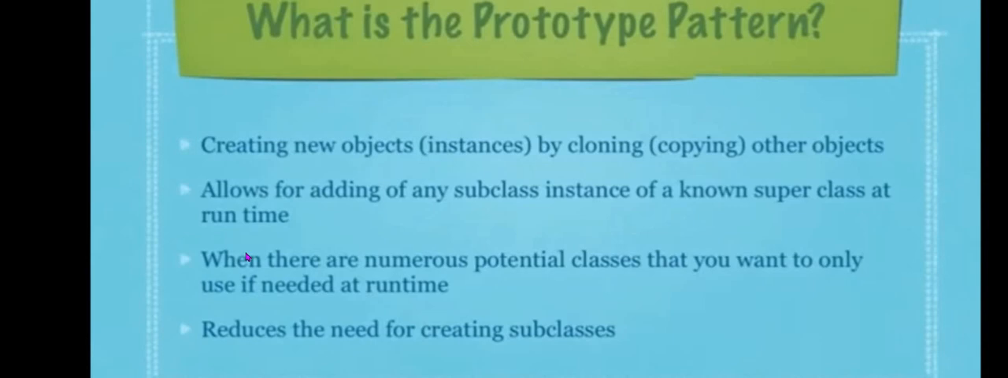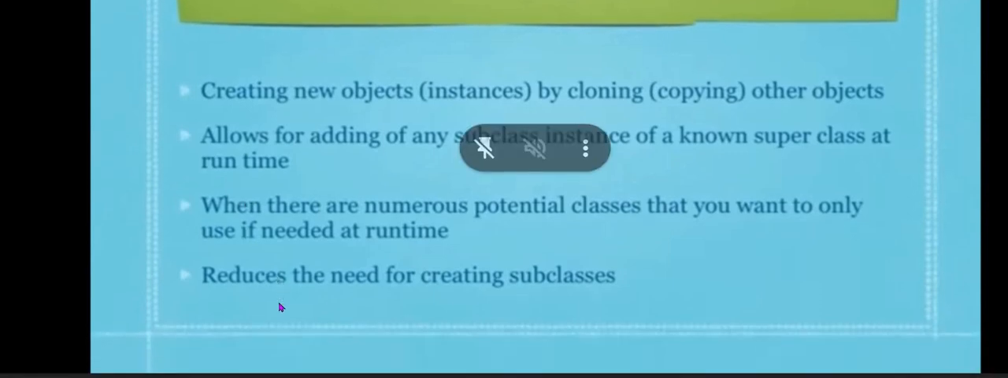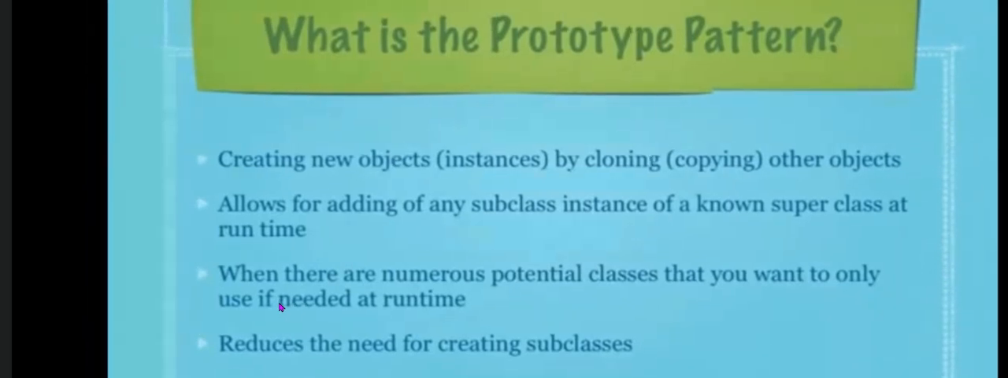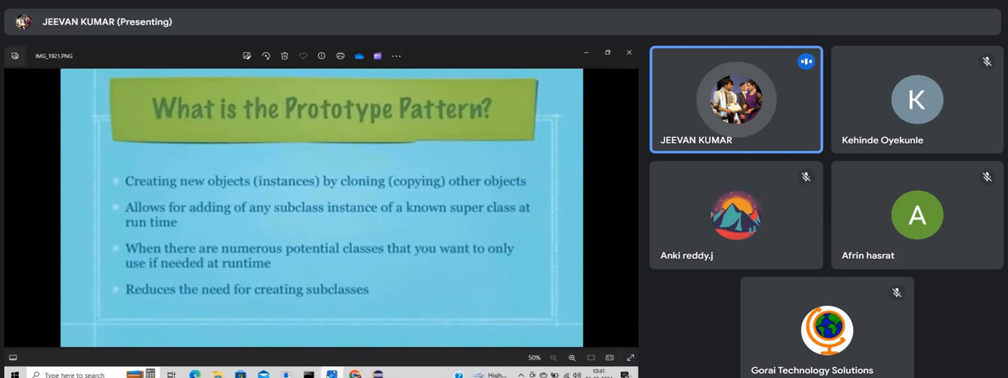It allows adding any subclass instance of a non-superclass at runtime. For example, let me consider a robot. Building a robot is very expensive and very risky. So once the original robot is created, by cloning, meaning copying the same robot, we can implement other features. For example, we can provide ears as a copy of the model, and again copy the original model and provide four eyes like that. By using this prototype we can do that.